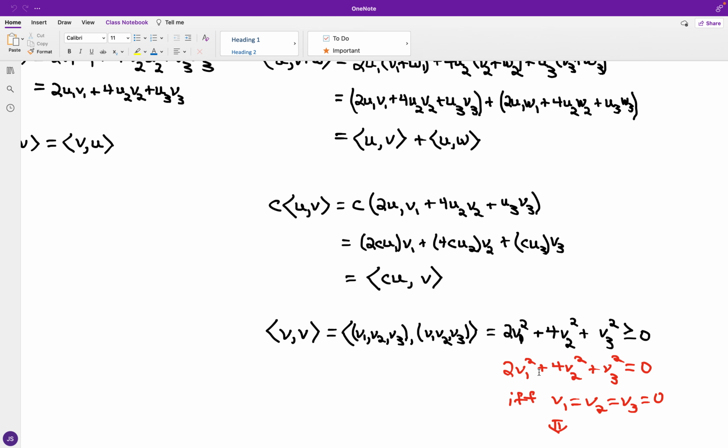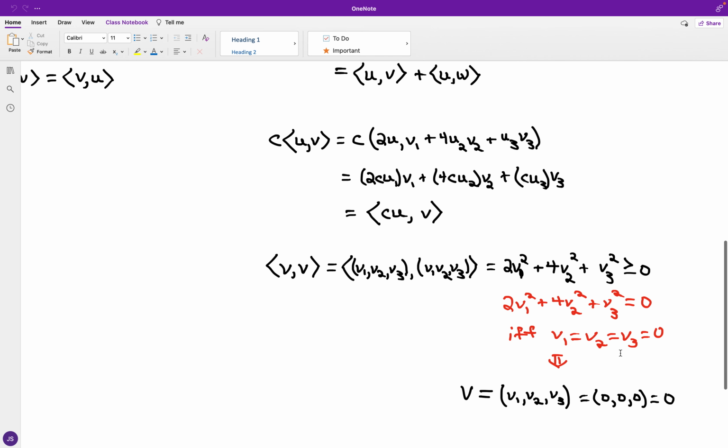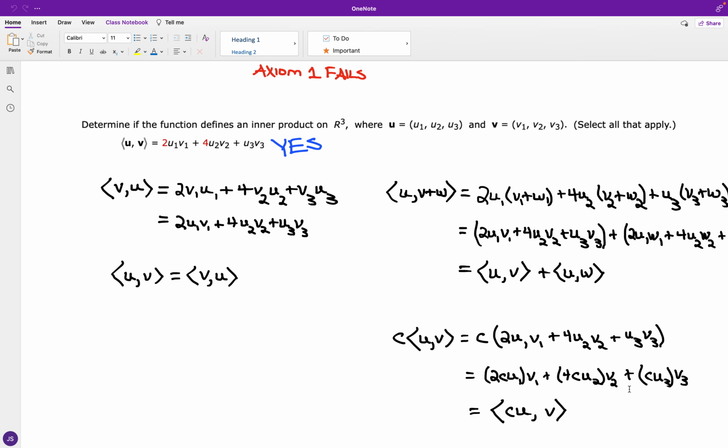But for the sum to be equal to 0, all 3 components of the vector v have to be 0. So v is equal to v sub 1, v sub 2, v sub 3, and that is equal to 0, since all the components making this up are equal to 0. And so the 4th axiom is satisfied. So the answer to the question, whether this function defines an inner product on R3, is again yes.